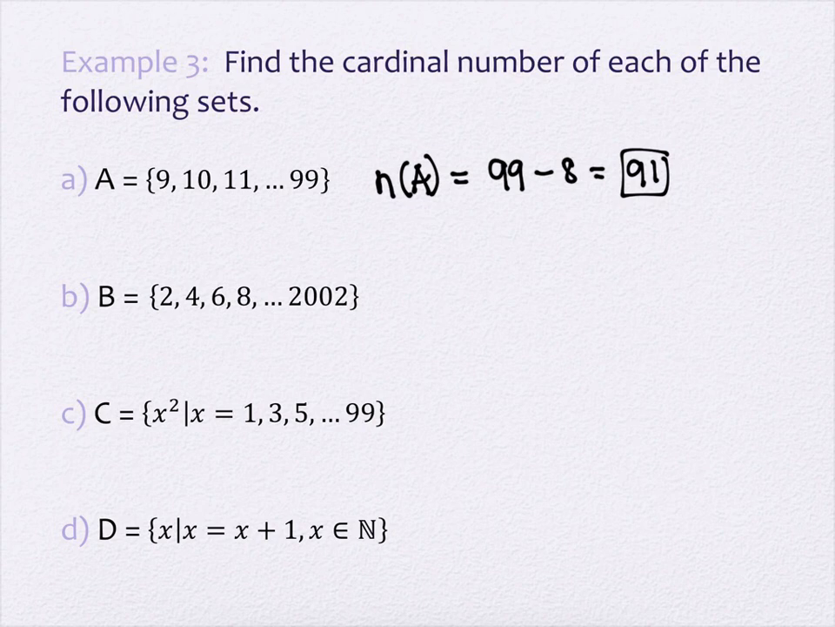All right, set B. So we're doing n of B now. Remember, this notation just means number in the set. That's what that n is standing for, n for number. And we have a set kind of like the last one, except that it's not every number. It's skipping some, right? We've got 2, 4, 6, 8. It's the evens. So how can I figure out how many are here when they're not all here? We've done this before. Divide by 2. We divide by 2 because it's skip counting by 2s, right?